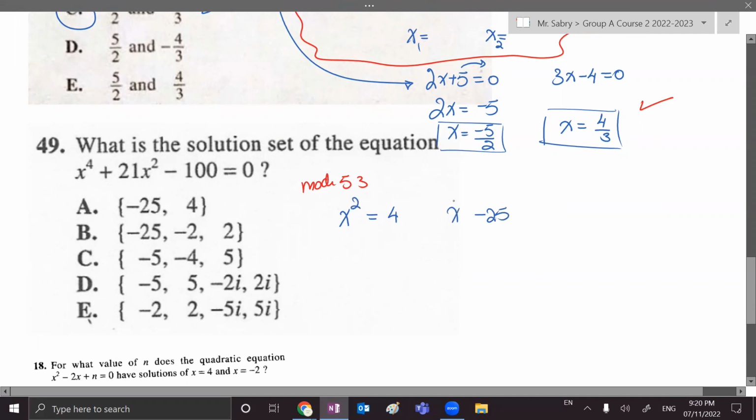So this means x squared is equals to this, which means x here is equals to positive or negative 2, and here x squared is equals to negative 25, which then means that x is equals to positive or negative 5i. So I need مرة positive مرة negative 5 مرة positive مرة negative 2 يعني which means E is the correct one.